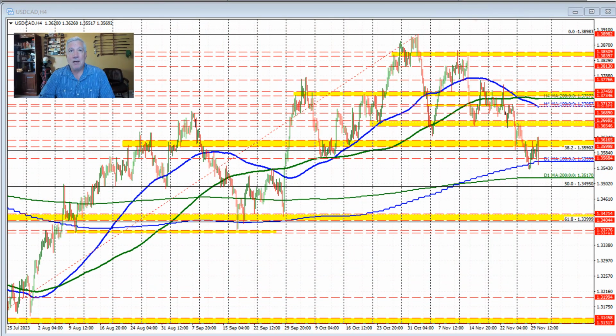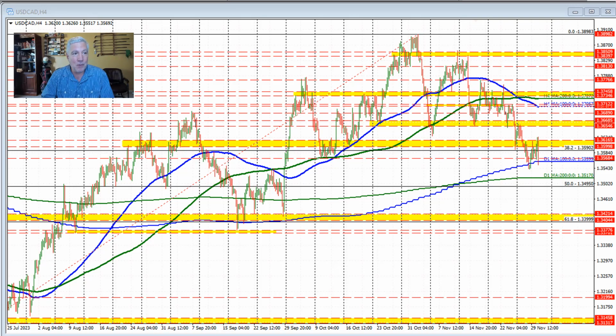Today's date is November 30th, 2023. This is a Forex quick look. I'm going to take a look at the dollar versus Canada. While the US dollar moves higher versus most of the other currency pairs, against the Canadian dollar the dollar is moving lower. Why? Because the Canadian dollar is being bid up.